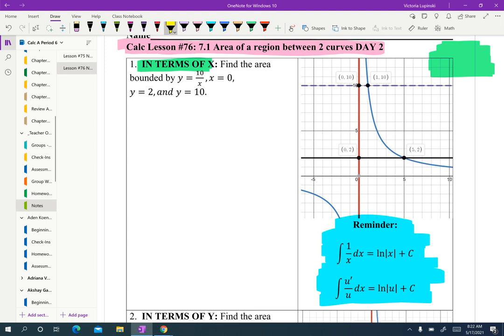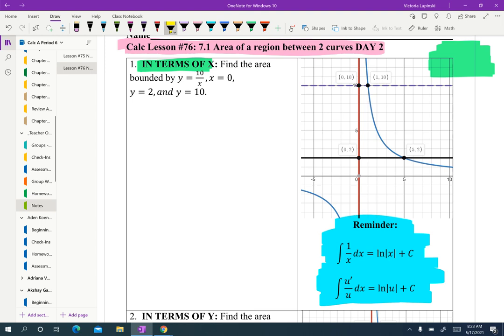So we're going to start with a reminder of what we did yesterday, and then we're going to see an alternate technique. So here for number 1, notice it starts by saying in terms of x. That's all you've learned to do so far. You're going to find the area bounded by those curves there. Notice I have a little reminder for you there highlighted in blue. Those are some integration formulas for how you would integrate with the natural log. So we're going to need that.